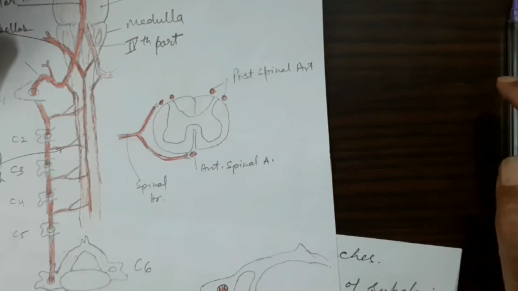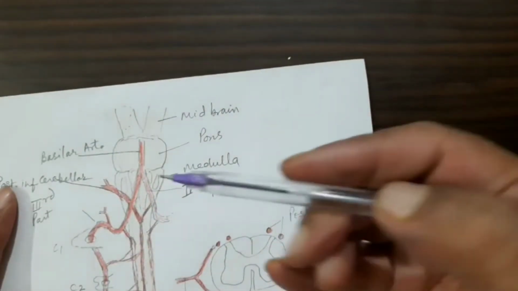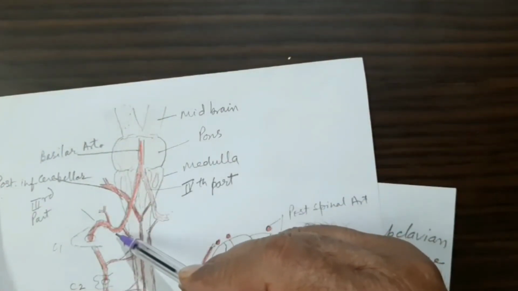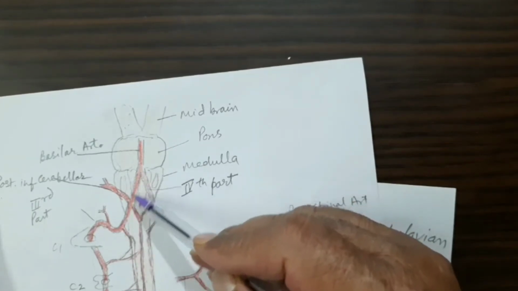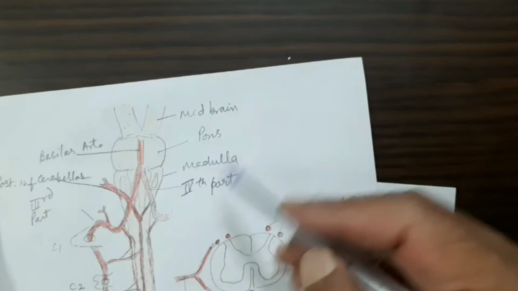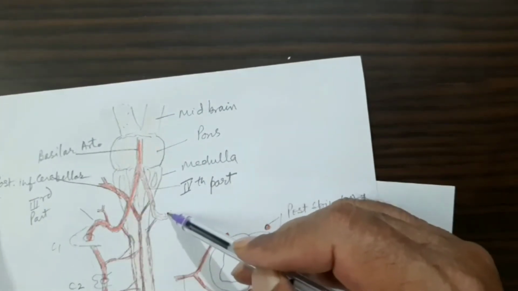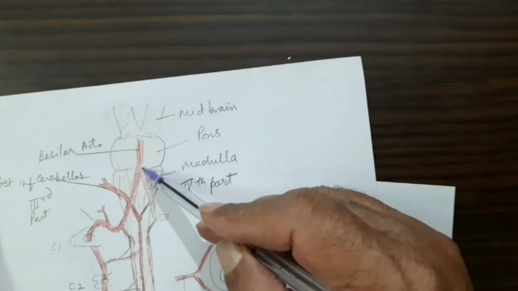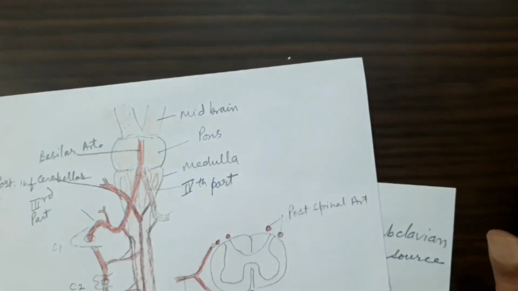Okay, now let us come to the fourth part. The fourth part is actually the part which enters the cranial cavity. See, from this loop-like structure right up to the lower margin of the pons, from here to here, this is the fourth part. I will just write here. So this to this, it is the fourth part.